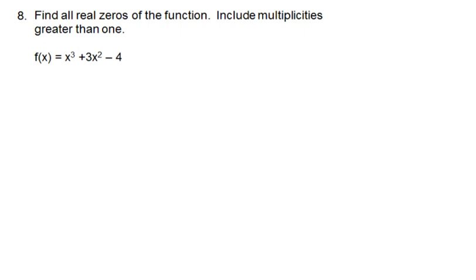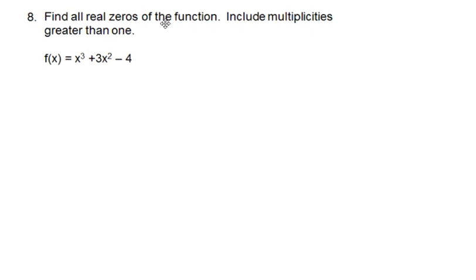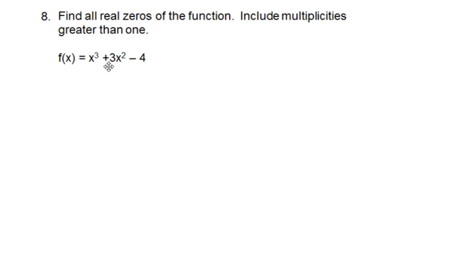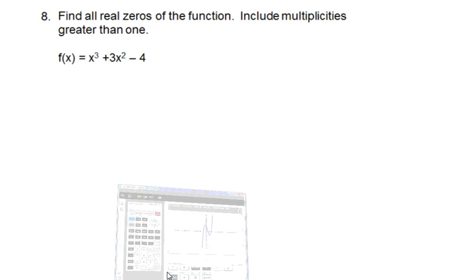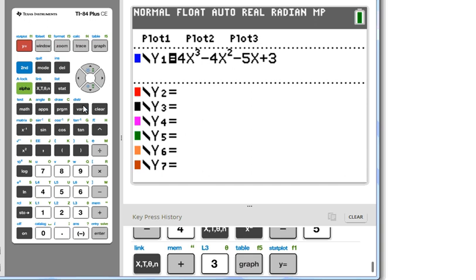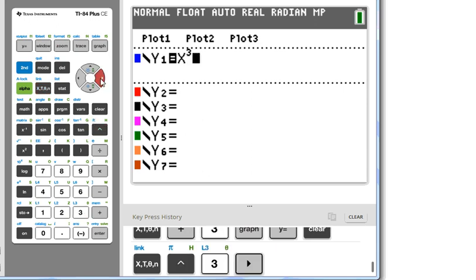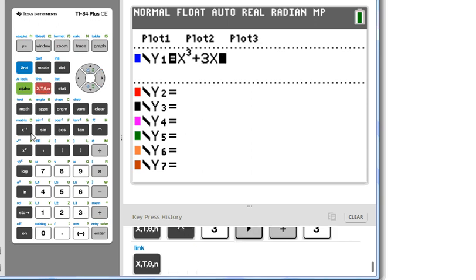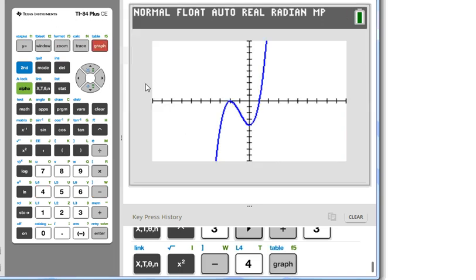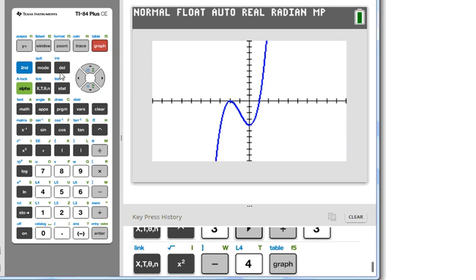8. Find all real zeros of the function. Include multiplicities greater than 1. I'm going to go to the calculator again, because what we're going to do is find, we'll be able to identify, I hope, a value of 0 and then kind of work backwards from there. Okay, plus 3x squared minus 4. And we graph, what do we see? Looks like at -2 and at 1.